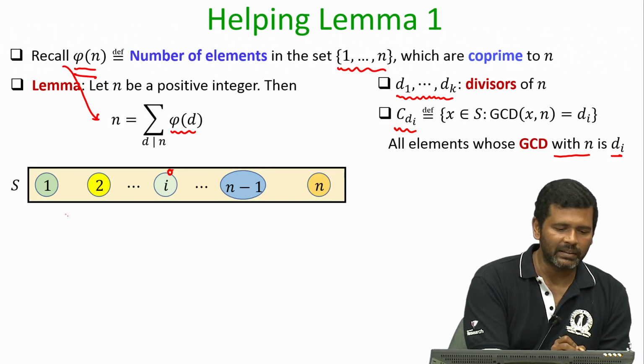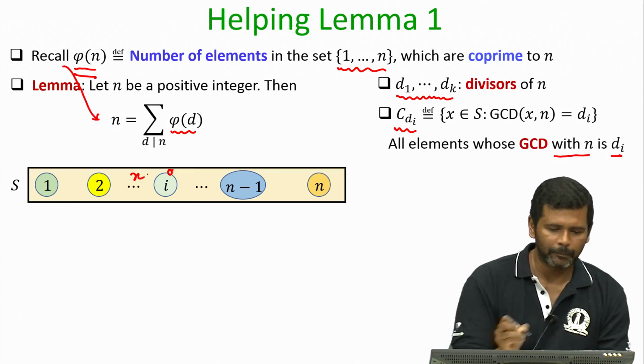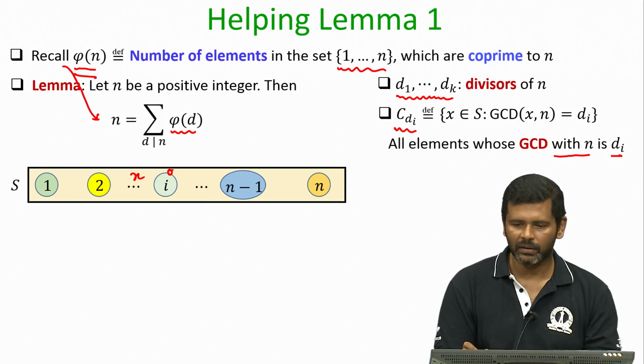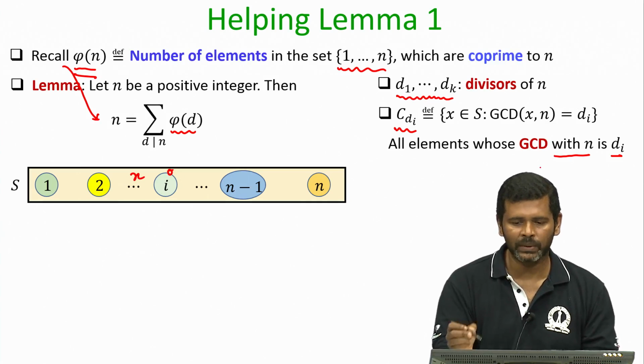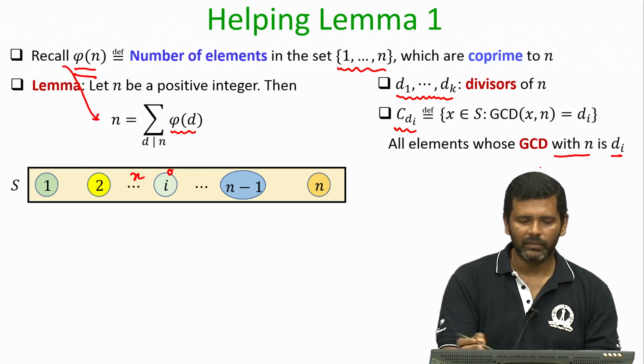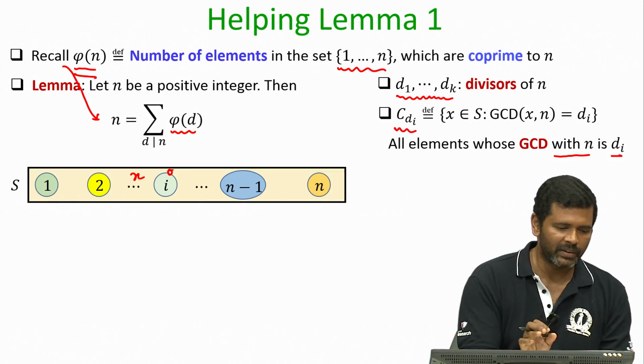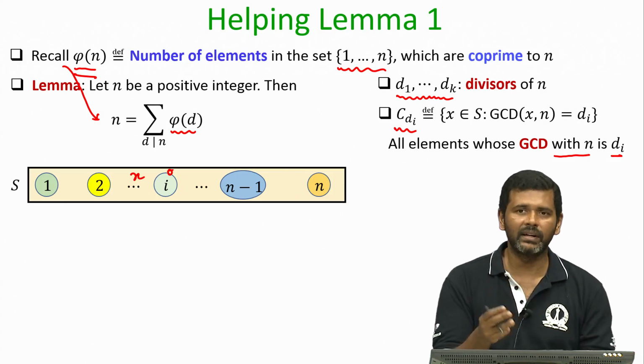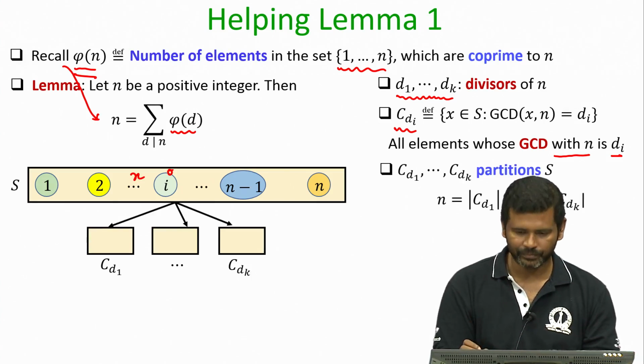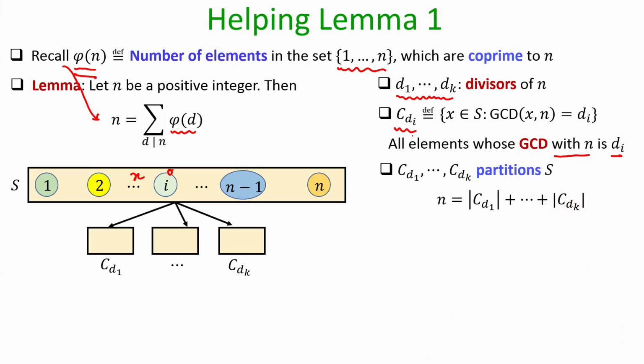So, if I take the GCD of any x from the set S and the number n, it has to be either d1 or d2 or dk. I am basically trying to bucket or put all the elements of the set S according to the GCDs that they have with the element n, and the various buckets are C sub d1, C sub d2 and C sub dk. Now, as per the definition of this set C sub di, it is easy to see that this collection is actually a partition of S.